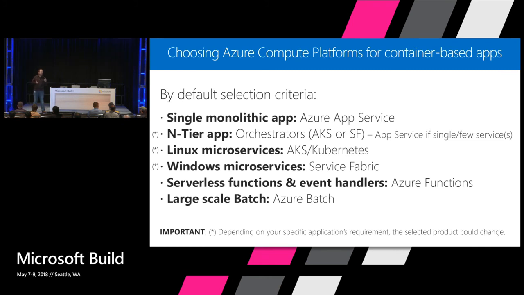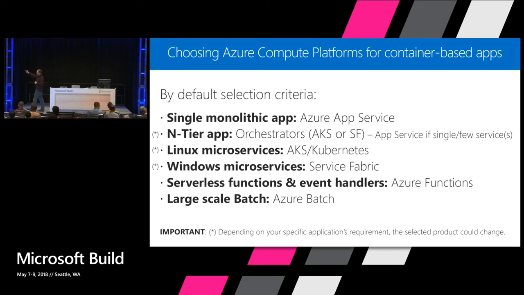If you have an n-tier application, it's more about services, maybe WCF services. In this case, it depends. If you have coarse-grained services, like just a backend, a single backend, or maybe just a very few services, I could still use app service. If it is going more to SOA or more fine-grained services, more complex, heading to microservices, I would then use an orchestrator, either AKS with Kubernetes or Service Fabric.